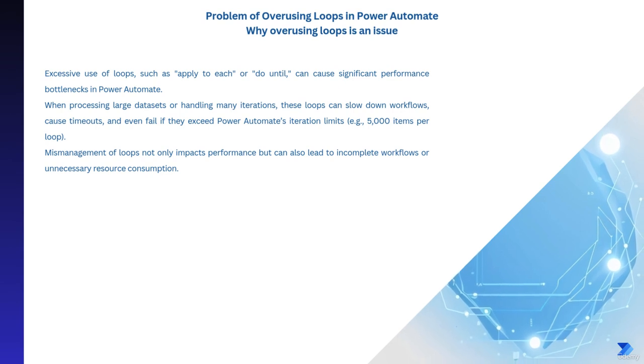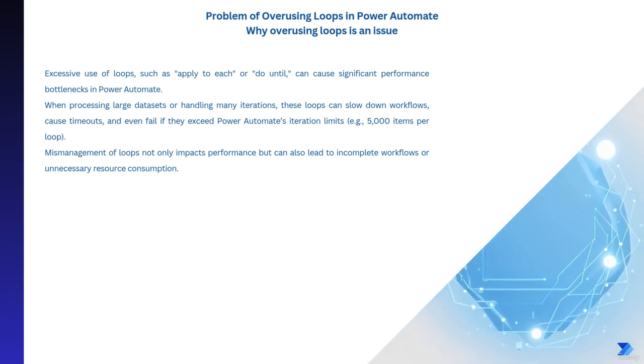Overusing or misusing loops. Why it's an issue. Excessive use of loops, such as Apply to each or Do until, can lead to significant performance bottlenecks in Power Automate. When processing large datasets or handling many iterations, these loops can slow down workflows, cause timeouts, and even fail if they exceed Power Automate's iteration limits, e.g., 5,000 items per loop. Mismanagement of loops not only impacts performance, but can also result in incomplete workflows or unnecessary resource consumption.